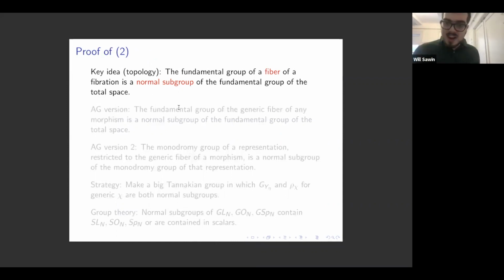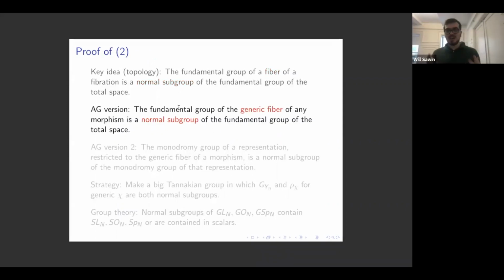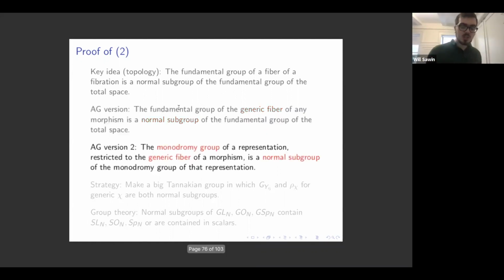And when we apply that in the algebraic geometry setting, we'd rarely have fibrations. We like to look at families that have lots of singular fibers. So the algebraic geometry statement is that the fundamental group of the generic fiber of a morphism is a normal subgroup of the fundamental group of the total space. And if we plug that into a representation, we get that the monodromy group of the representation, once you restrict it to the generic fiber of the morphism, is always a normal subgroup of the full monodromy.